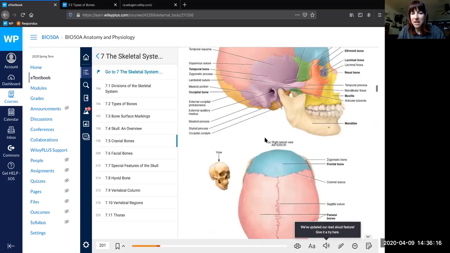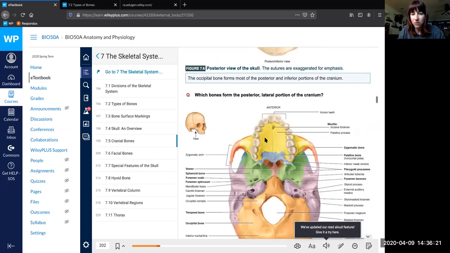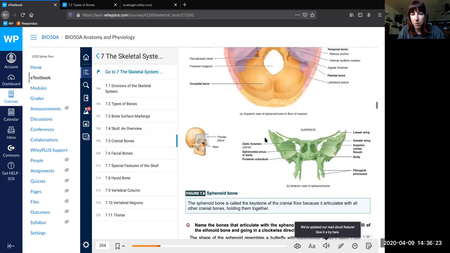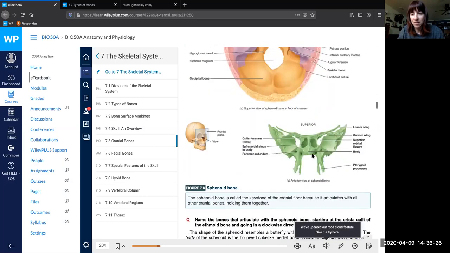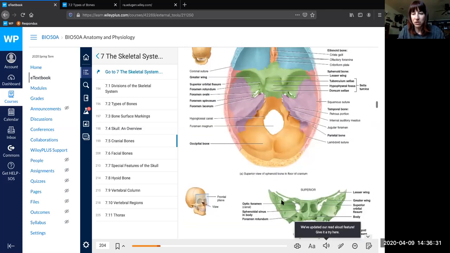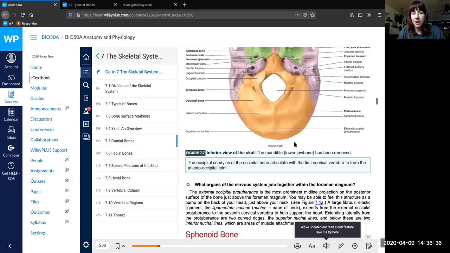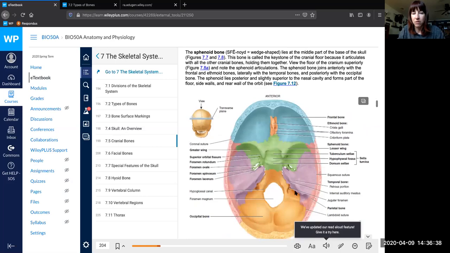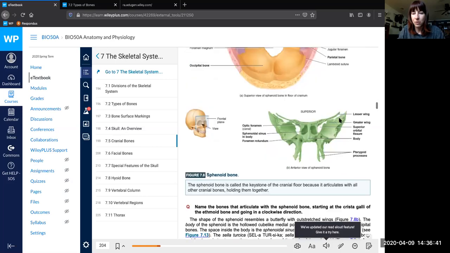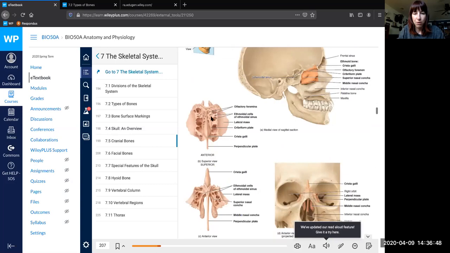What they've done here in your e-text, I think, is they've sort of taken some bones out like this. So the sphenoid bone is a really weird, trippy bone that's right in the middle of your skull. And it's hard to comprehend what it looks like by itself when it's not associated with all of the other skull bones. So they took it out here so you can see what it looks like by itself. And same thing with the ethmoid bone, another really weird bone that's in the middle of your skull.